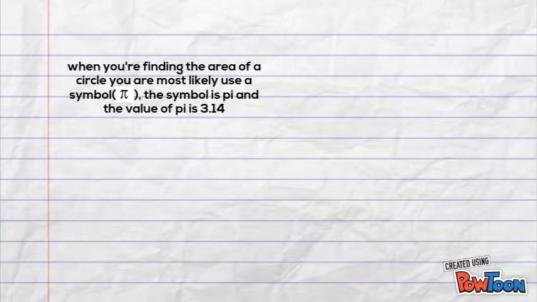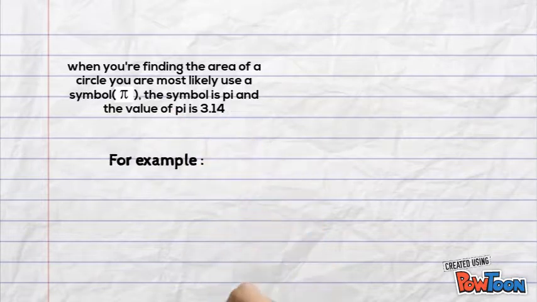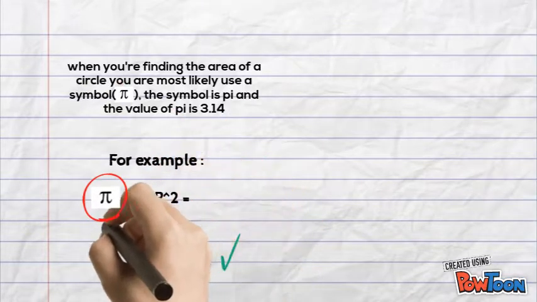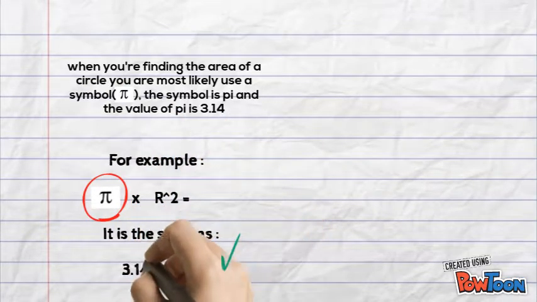When you're finding the area of a circle, you're most likely to use a symbol. The symbol is pi, and the value of pi is 3.14. For example, pi times r squared is the same as 3.14 times r squared.